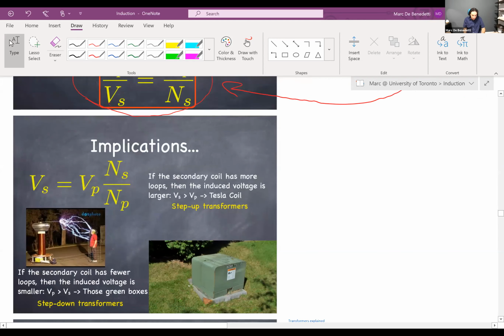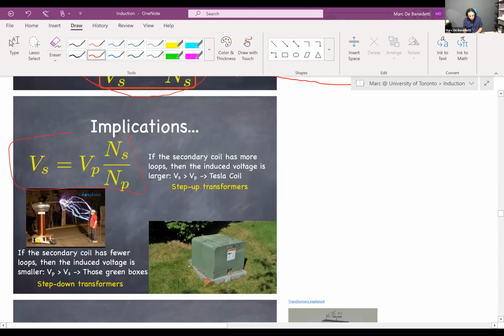But anyway, if we isolate a very simple equation for V_S, then we can look at what factors go into solving for the induced voltage in the secondary coil. And what's happening here is you see that the voltage in the secondary coil is going to be equal to the voltage in the primary coil multiplied by what we call the loop ratio.